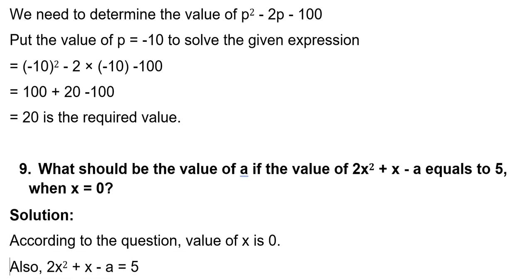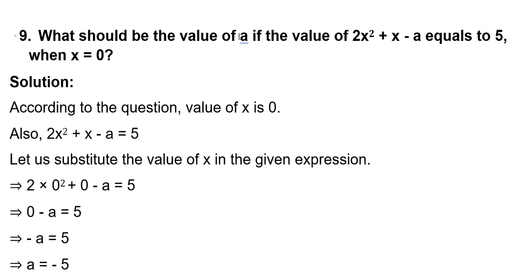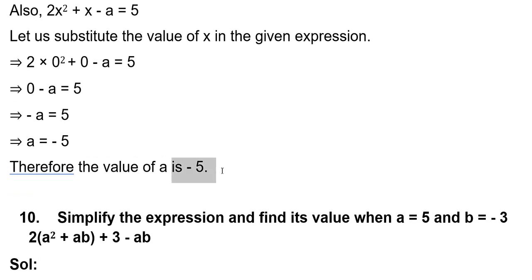Now ninth problem: what should be the value of a if the value of 2x square plus x minus a is equal to 5, when x is equal to 0? According to the given question, the value of x is 0. Let us substitute the value of x in the given expression. So 2 into 0 square plus 0 minus a is equal to 5. 2 into 0 square is 0, 0 plus 0 is 0, 0 minus a is equal to 5. So minus a is equal to 5, a is equal to minus 5. Therefore the value of a is minus 5.